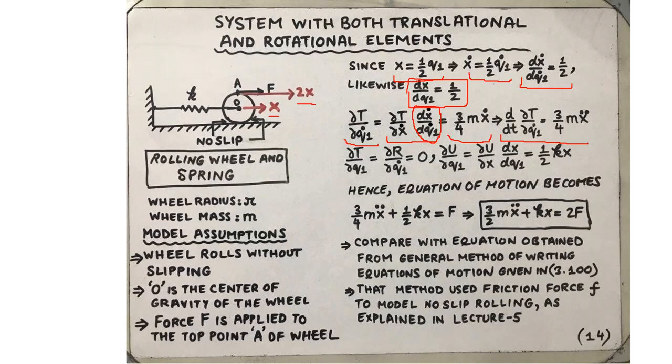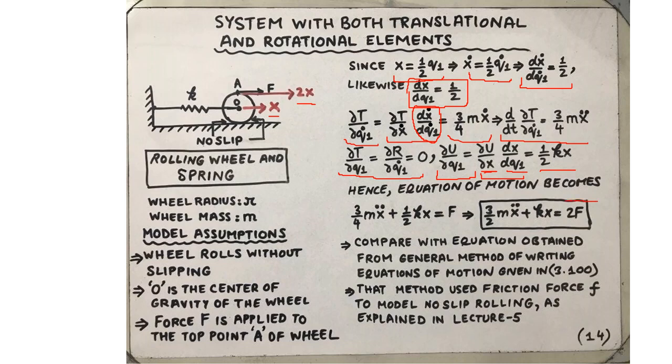Likewise, if we want to calculate the partial derivative of potential energy with respect to q1, this partial derivative can be written as a product of the partial derivative of potential energy with respect to x times the derivative of x with respect to q1. That turns out to be half times kx. The remaining two terms on the left hand side are both 0. That's because there is no dissipation energy in the system, and the kinetic energy is not a function of the displacement variable, either x or q1.